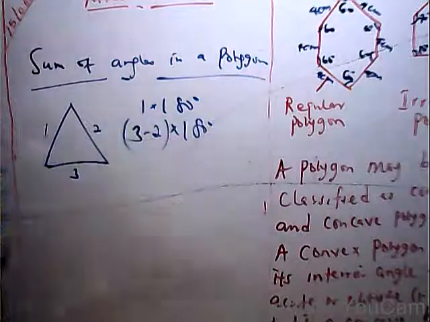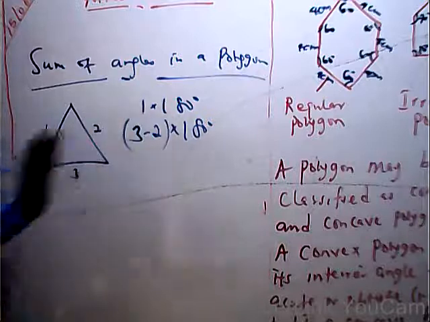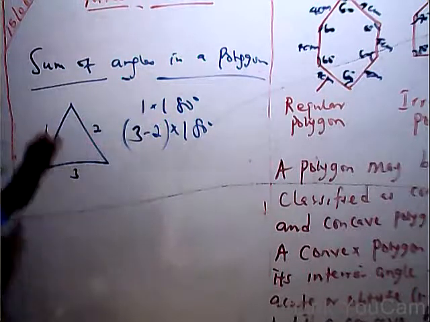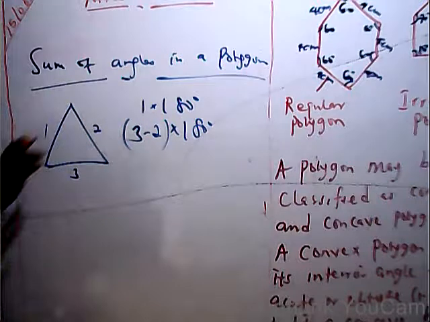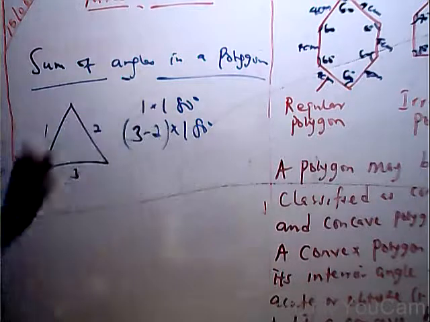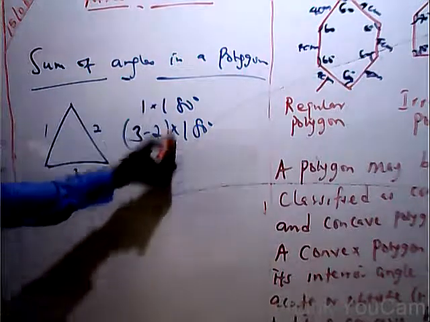That is the sum of angles here, and that is correct for the sum of angles in a triangle. One triangle times 180.